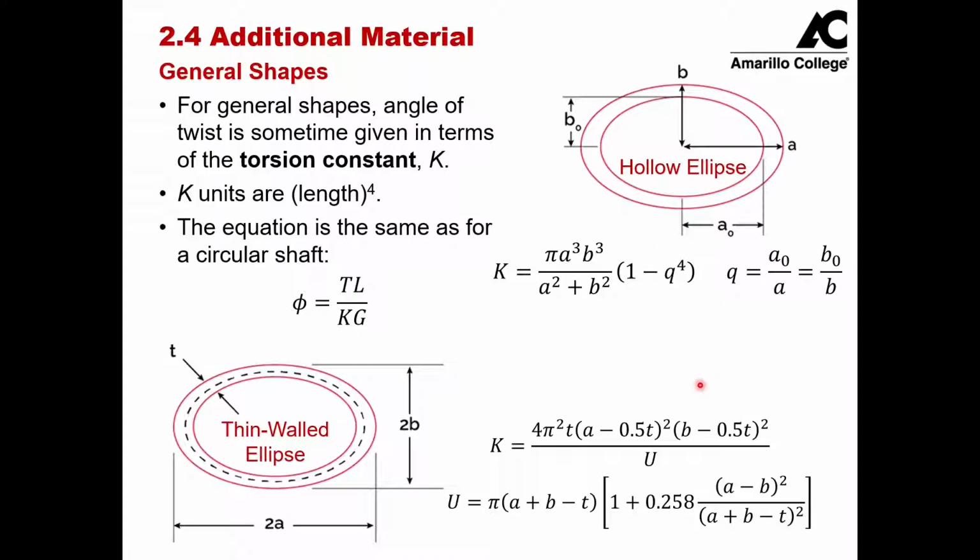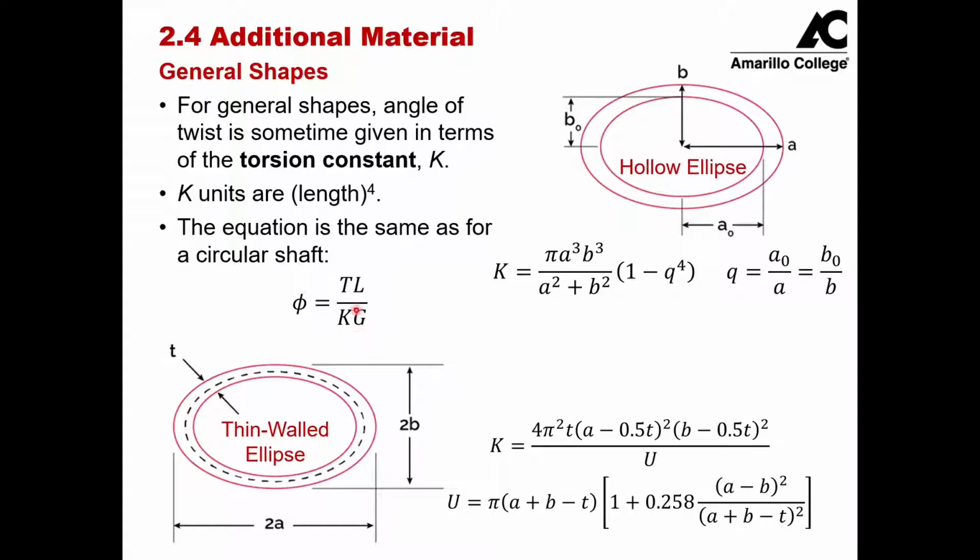So I want you to recall from circular shafts that we were able to find that the angle of twist was TL over JG, where J was the polar moment of inertia. Now, for non-circular cross sections, engineers wanted to use something very similar to a circular shaft, so they defined something called the torsion constant K. The torsion constant K is analogous to the polar moment of inertia, so it also has units of length to the power of 4, but we can say that our angle of twist for various cross-sectional shapes is going to be given by a very similar equation, which is going to be TL over KG instead of JG.